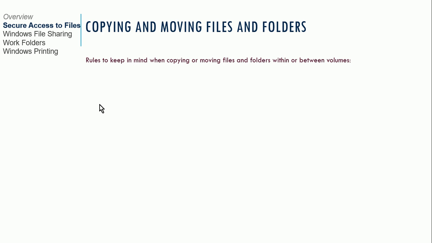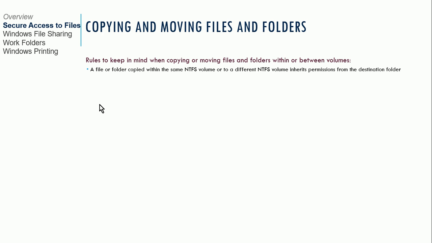So now that we know how we can apply permissions with both NTFS and file sharing, and how that works a little bit, we have to figure out what's going to happen if we copy or move files and folders. What's going to happen to those permissions?